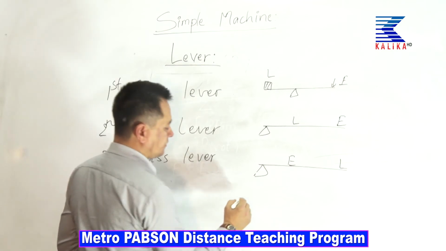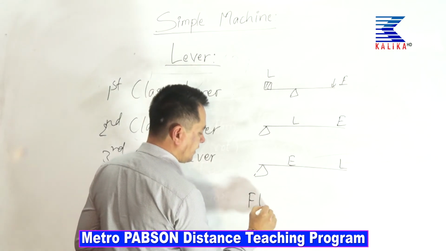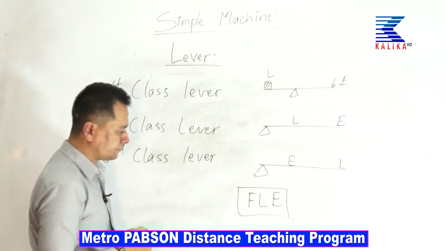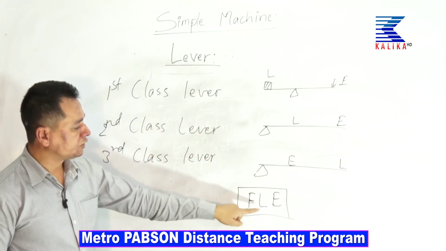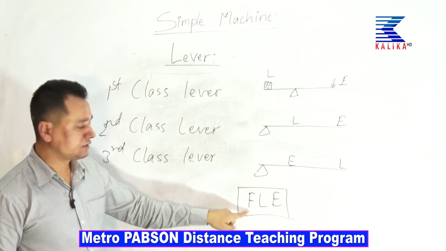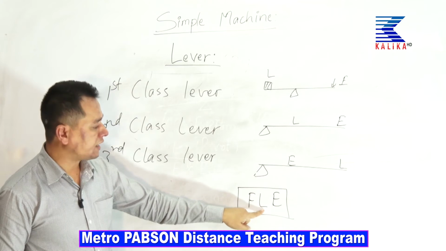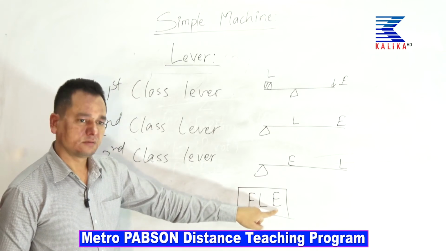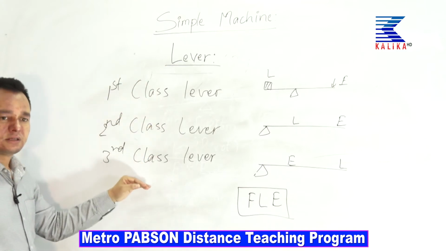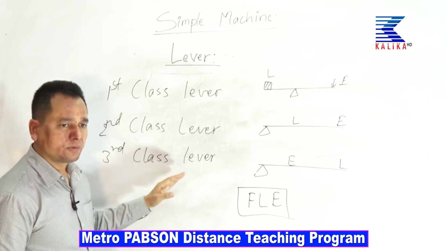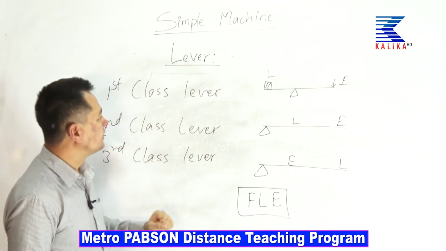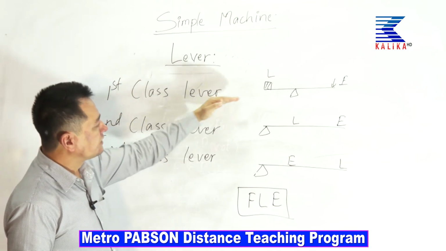So FLE, you can make a formula to memorize: fulcrum, load, effort. Fulcrum in between is first class, load in between is second class, effort in between is third class. So these are three different types of lever. All the examples of levers can be categorized in these three different types.